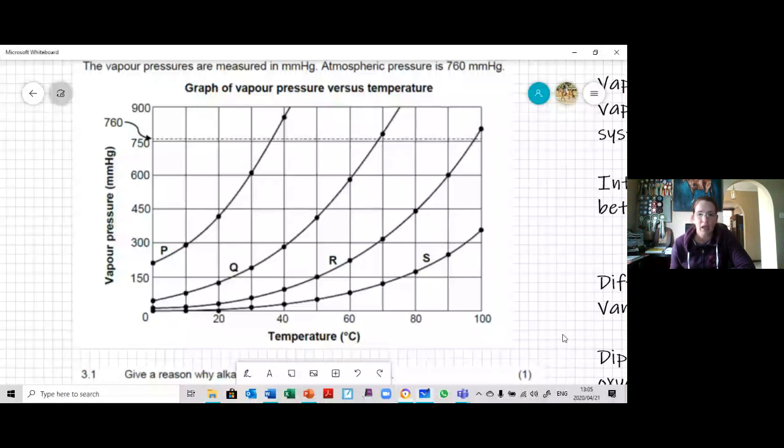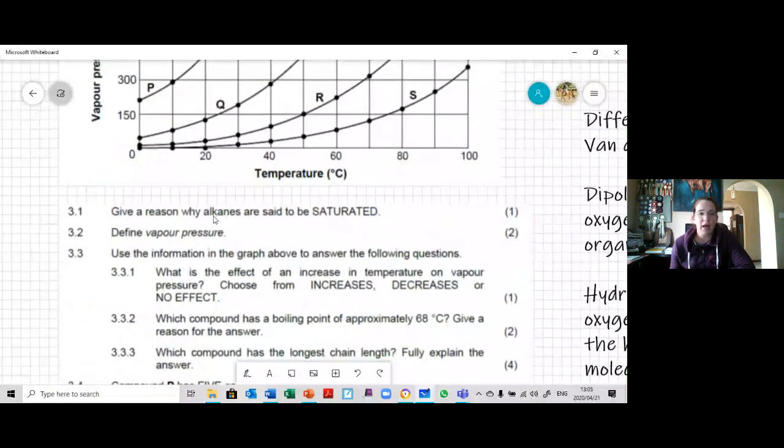Right, first question. Give a reason why alkanes are said to be saturated. We had saturation yesterday. You need to know the definition of saturated: you only have single bonds between all your carbons. This is 2017, November, paper 2, question 3. Saturated means we only have single bonds. It's only one mark.